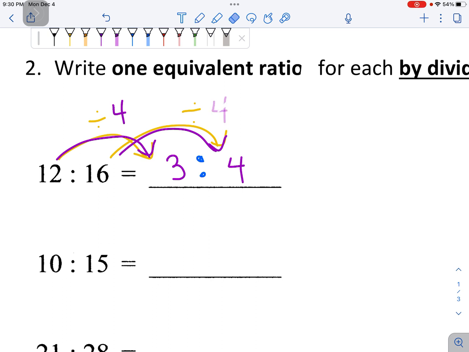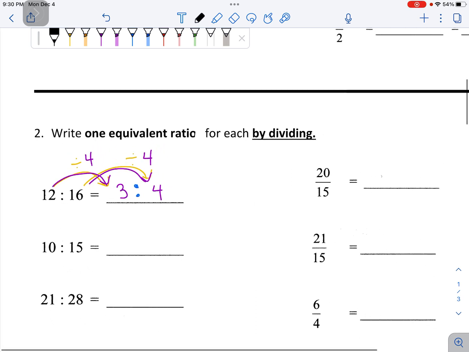Here's what you can't do. You cannot divide by 1. Because if you divide by 1, you will just get the exact same ratio. So you can't divide by 1. All right, let's go back to dividing by 4. Great. So that's what you do for number 2.